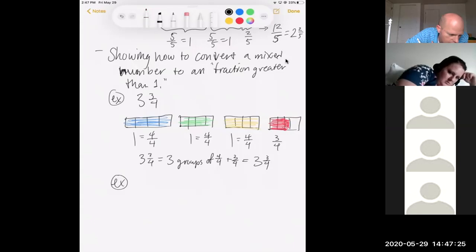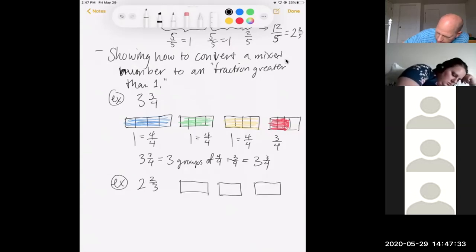And the last example would be 2 2/3. So you want to draw 2 bars for my 2, and then a 3rd bar for my 2/3. Dividing them up into thirds, we have 2 here and 2/3 here. Okay.